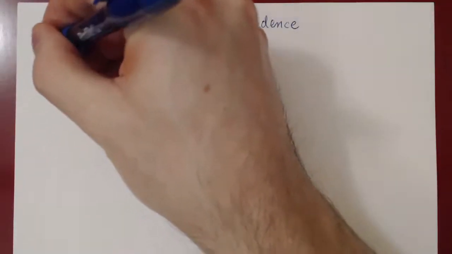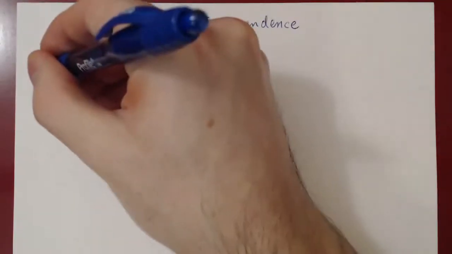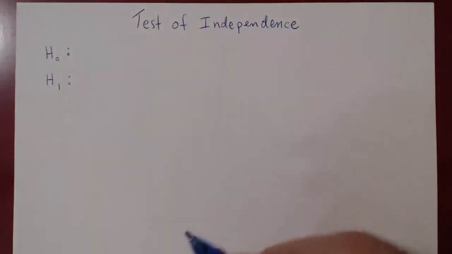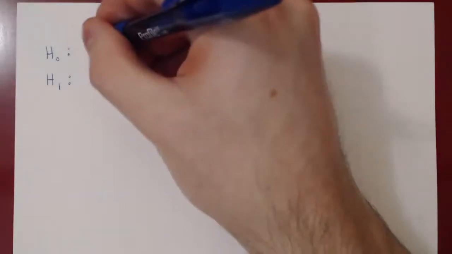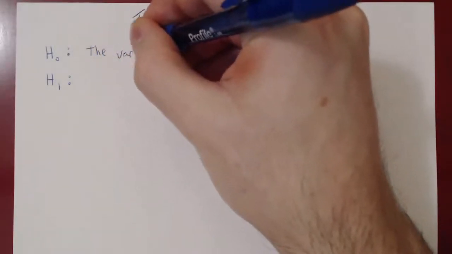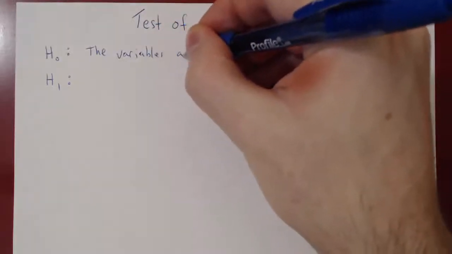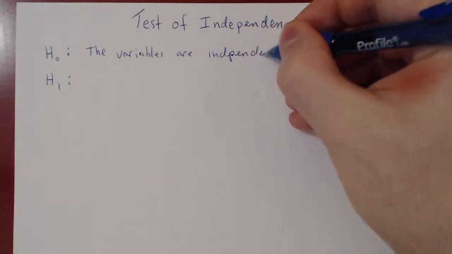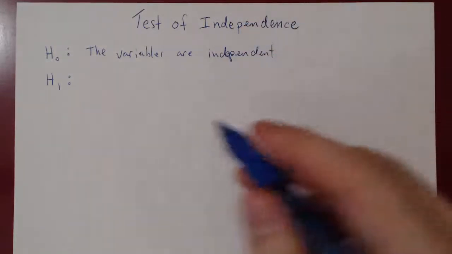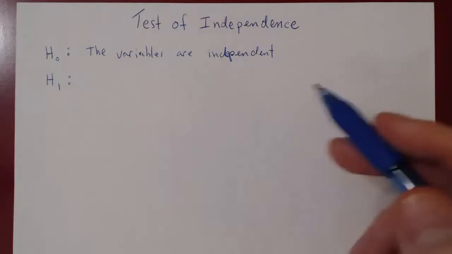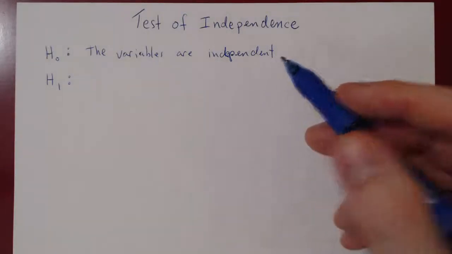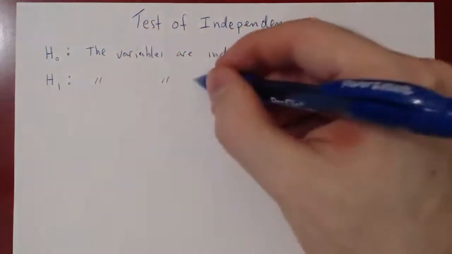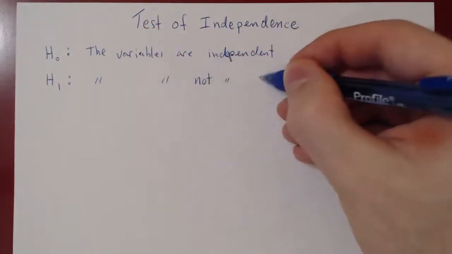As always, we have to state our two hypotheses, H0 and H1. H0 will always be the statement that the variables are independent. And of course, H1 will be the opposite. And you can either say the variables are not independent or the variables are dependent. Same thing. So I'll just go with the variables here are not independent.